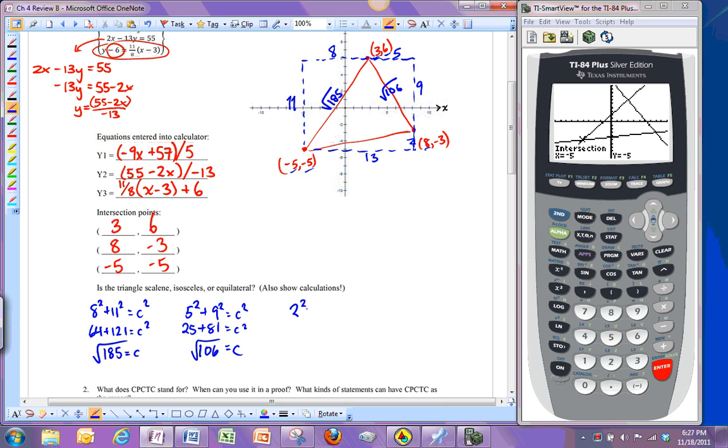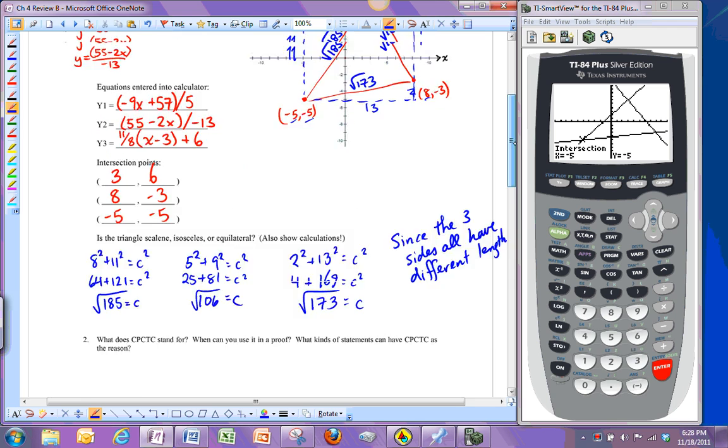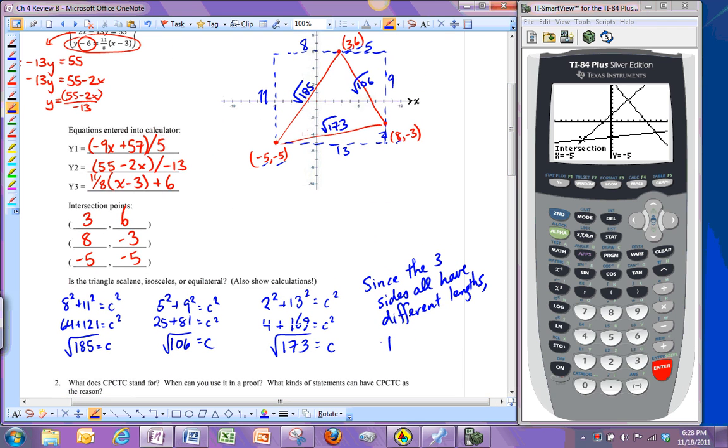And then my last side is 2 squared plus 13 squared equals c squared. 2 squared is 4. 13 squared is 169. If I add those together, I get 173. Take the square root to get c by itself, root 173. So if we look at this whole thing, all three sides are different. Since the three sides all have different lengths, the triangle is scalene. All right.